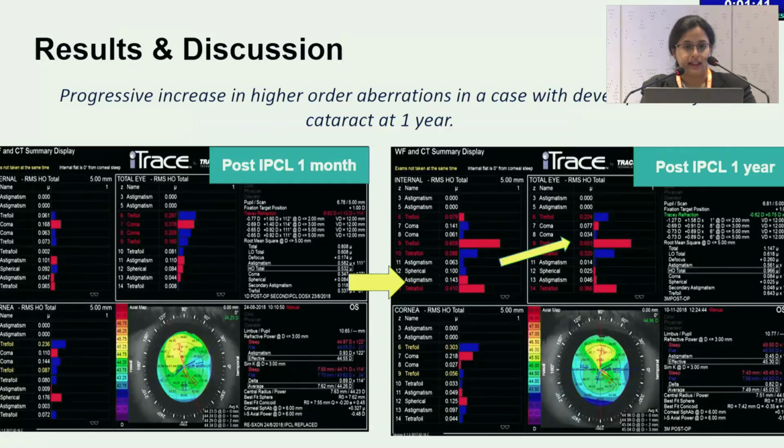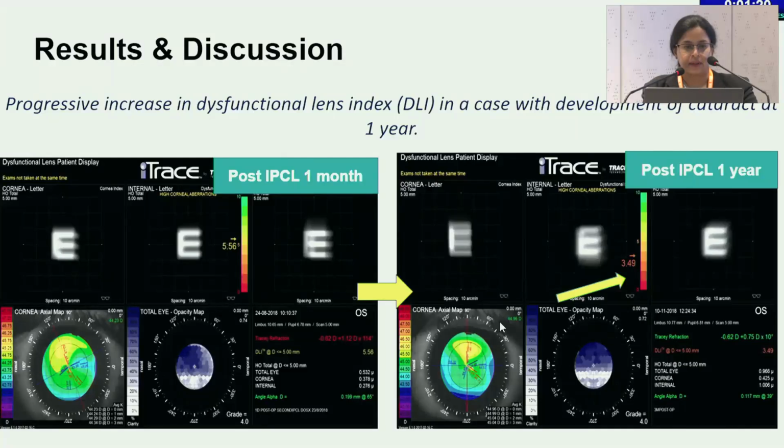Just to highlight a case, there was a progressive increase in higher order aberrations with development of cataract at 1 year. On the left hand side, you can observe the 1 month ray tracing aberrometry with acceptable higher order aberrations. These significantly increased for the total eye and internal, which correlate with the lenticular aberrations at 1 year. There was a progressive increase in dysfunctional lens index at 1 year from 5.56 over here to 3.49, progressive worsening.